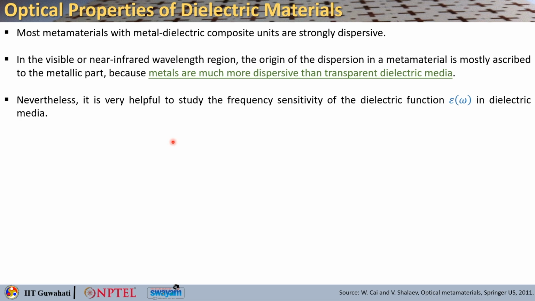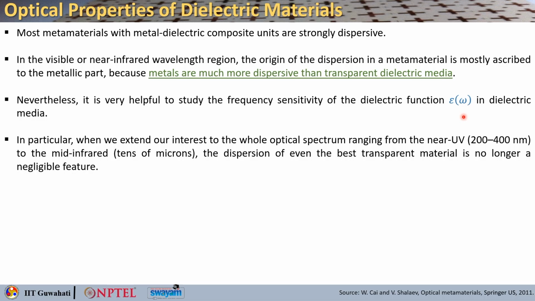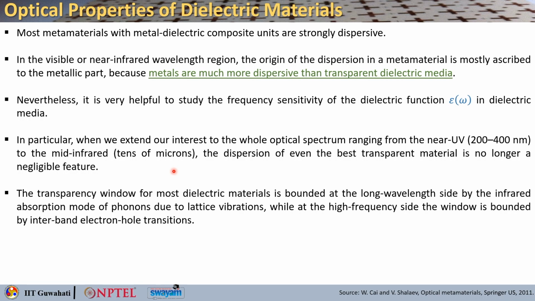Nevertheless, it is helpful to study the frequency sensitivity of the dielectric function epsilon(omega) in a dielectric medium, in particular when we extend our interest to the whole optical spectrum from, say, near UV to mid infrared, ranging from 200 to 400 nanometers to tens of microns. The dispersion of even the best transparent material no longer becomes negligible for such a wide range. You can think the same for the microwave frequency range, where at different frequencies the material may behave slightly differently. So, you should always take the dispersion into consideration.